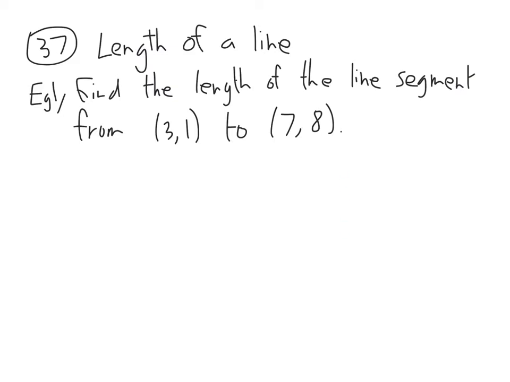I would draw a sketch of this to get an idea of what's happening. It doesn't have to be accurate. You don't need to know exactly where they are, just to get an idea. So the first point is at 3, 1. Along the corridor 3, up the stairs 1. The second point is at 7, 8. So along the corridor 7 and up the stairs 8.